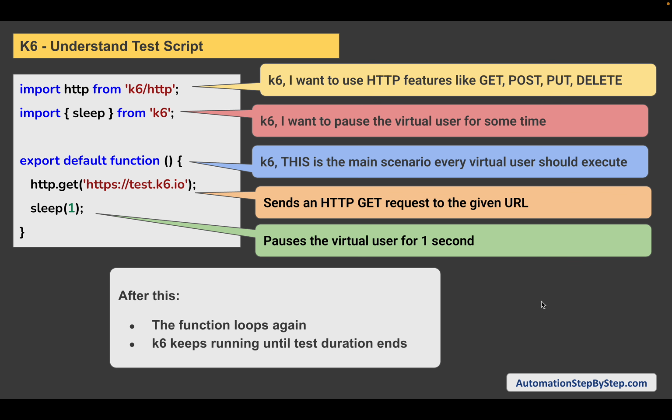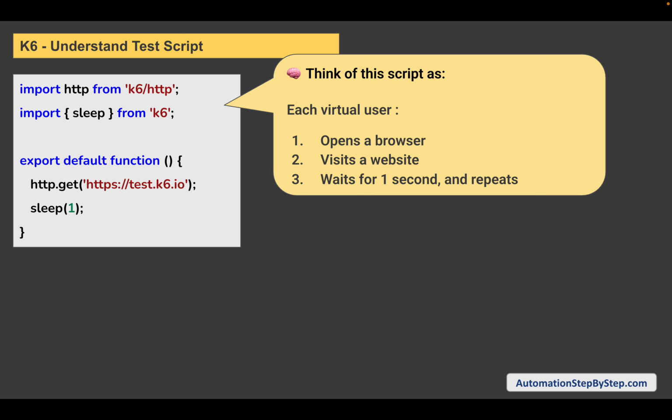So this is the basic script, and now you can understand each and every line. If you want, you can take a screenshot of this screen and keep it handy with you and watch it multiple times so that you understand each and every part of this basic script. Okay, so we have already seen this. You can think of this script as every virtual user will open a browser and go to this particular link or website, wait for 1 second, and then keep on repeating until the entire duration of the test.